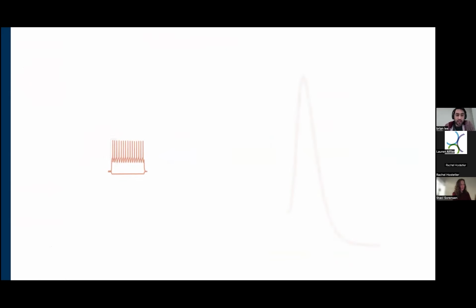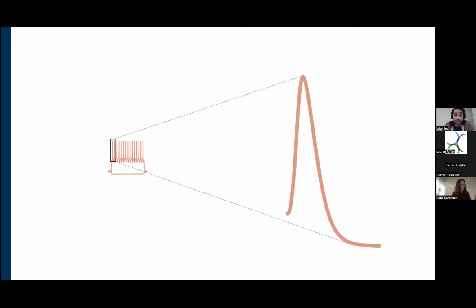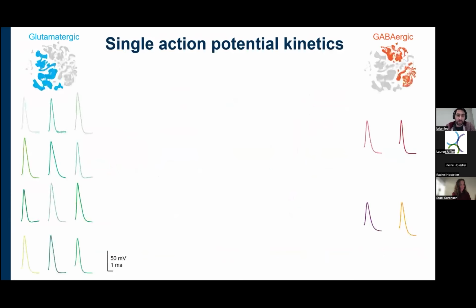What we can do next is look at a single action potential and see what the features are across the different subclasses. Again, it's the same plot, a similar setup to what I showed before, except this time I'm looking at a single action potential, so this is a very zoomed-in version. And you can see what we call the kinetics of an action potential. How fast does it rise? How fast does it drop? And then what is the AHP, the after hyperpolarization, or the peak?